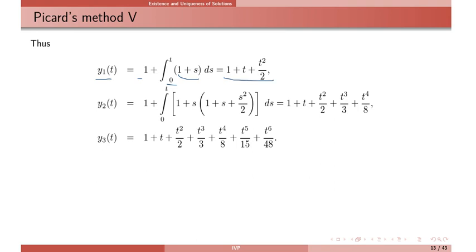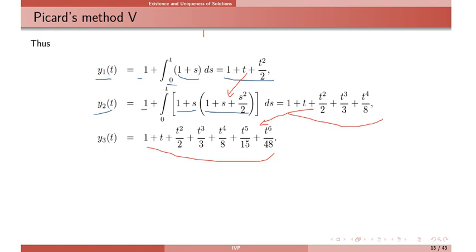Okay, then compute y2. 1 plus the integral from 0 to t of 1 plus s, then this is y1. So just fit y1 here, and replace t with s. So 1 plus s square by 2, ds. Just integrate, this is the final answer. Okay. Again, fit 1 plus s here and you can compute y3. Okay, so you can check that we have started with 1.